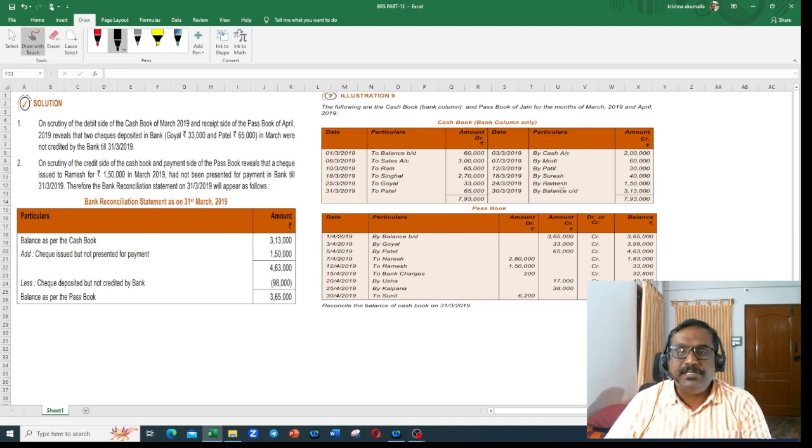In a similar way, go to the payment side. By cash account 2 lakhs. What does it mean? Just imagine the entry. Cash account debit, bank account credit. What is this? This is a cash withdrawal. Cash withdrawn for official purpose. Cash account debit to bank account. By Modi. What is this, by Modi? Check issued to Modi.